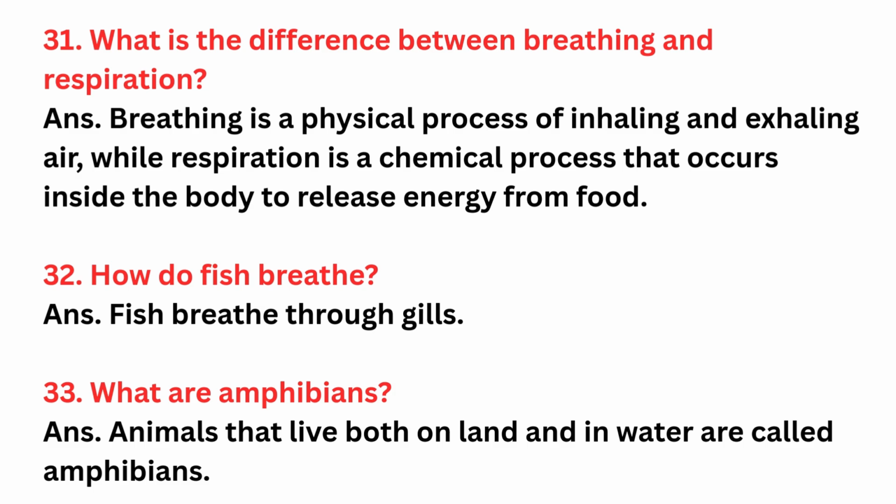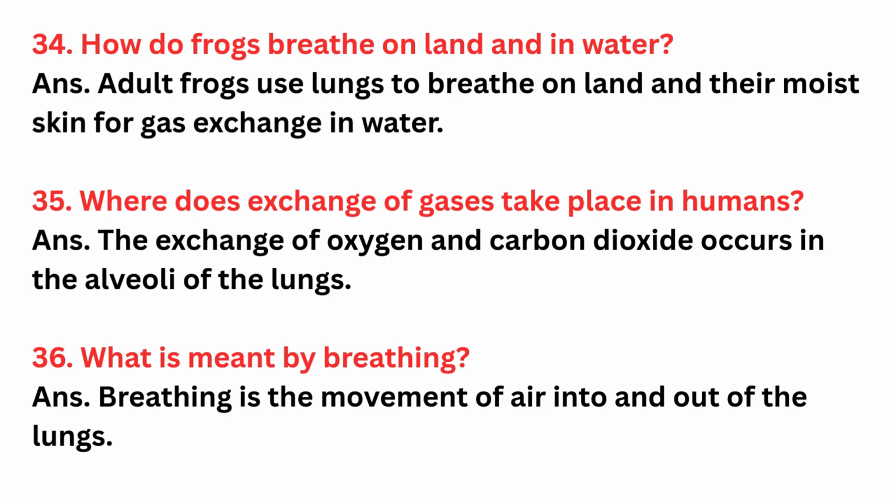Question number 33. What are amphibians? Answer. Animals that live both on land and in water are called amphibians. Question number 34. How do frogs breathe on land and in water? Answer. The adult frog uses lungs to breathe on land and their moist skin for gas exchange in water.